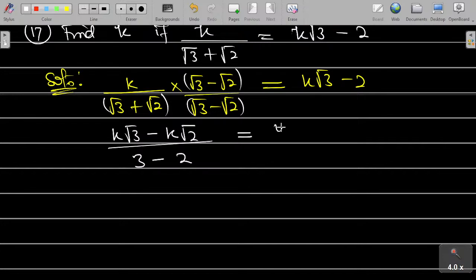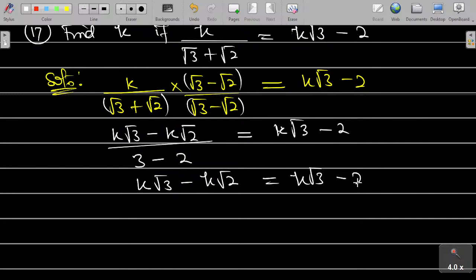So this will be equal to K root 3 minus 2, okay? Alright, so here now you just have 3 minus 2 is 1. So you just have K root 3 minus K root 2. And that's equal to K root 3 minus 2. Okay, so how do you then get the value for your K here?